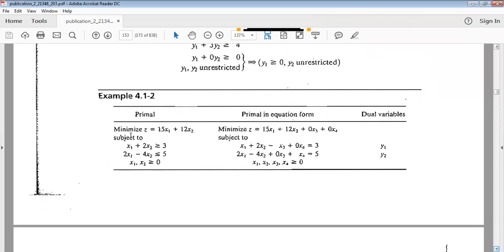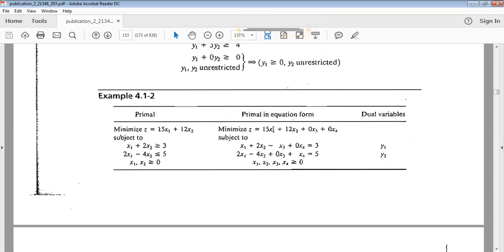There is another problem. Minimize z is equal to 15x1 plus 12x2 subject to the constraints x1 plus 2x2 greater than or equal to 3, 2x1 minus 4x2 less than or equal to 5. And this is the initial primal problem that is given.